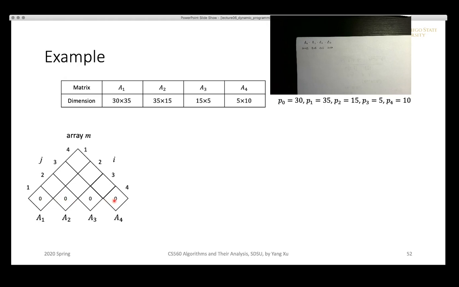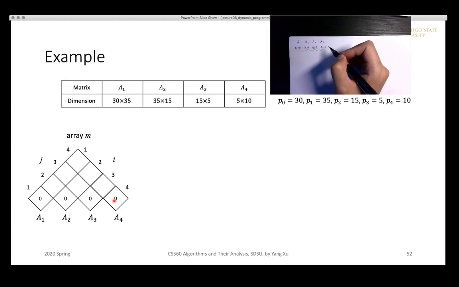Okay, so what the procedure does is to solve the smallest subproblems, which are of size 2, first. In this original problem, we have 3 unique subproblems of size 2. The first one is A1 times A2, right? The second one is A2 times A3. And the third one is A3 times A4.